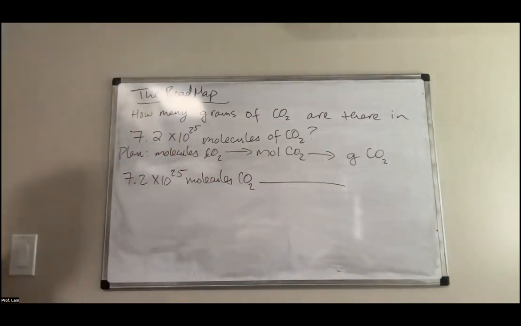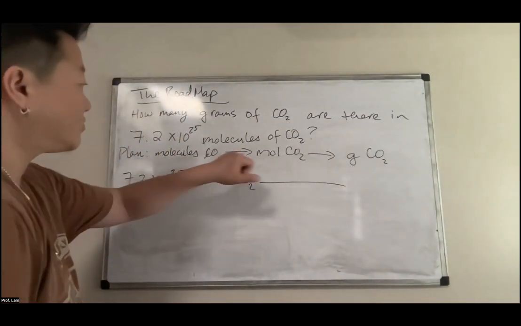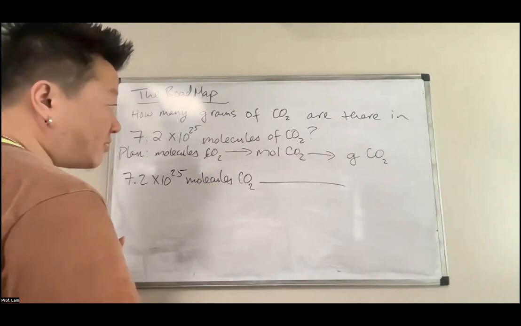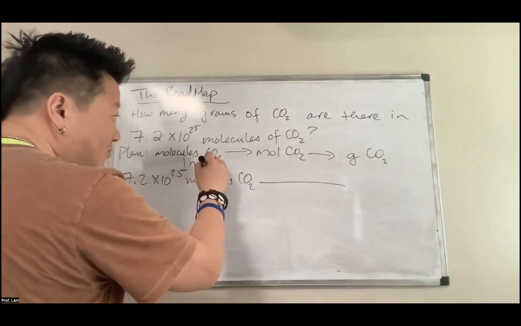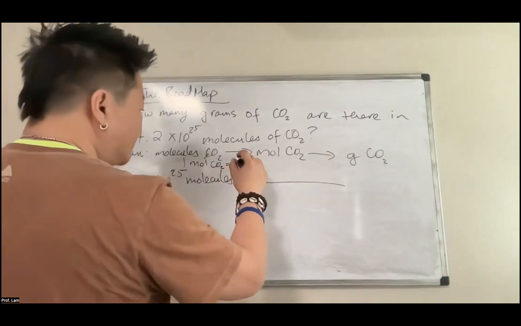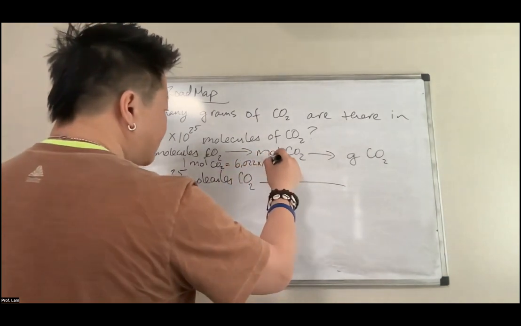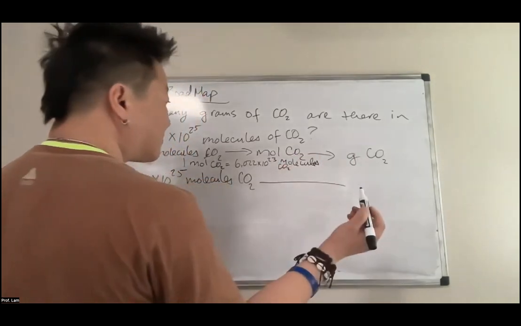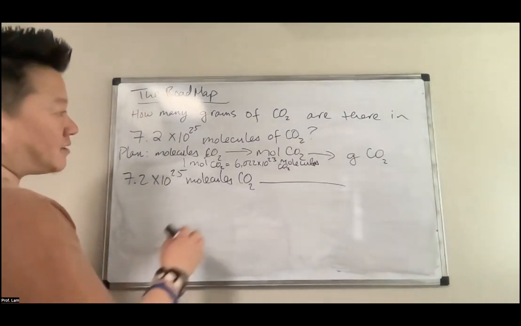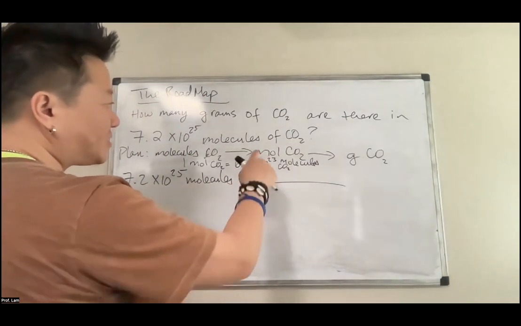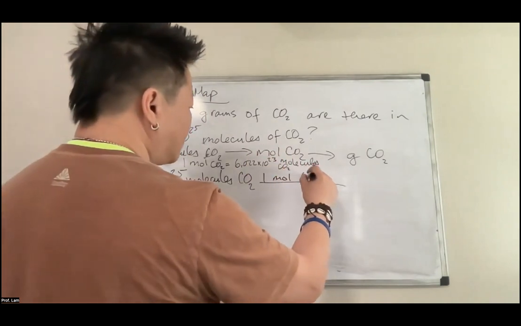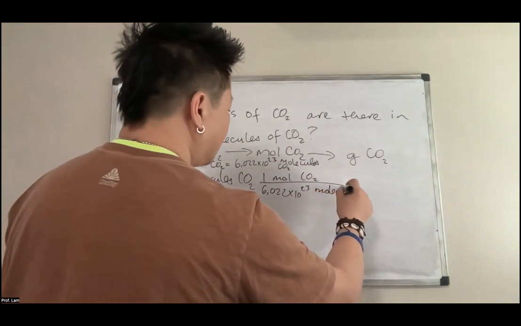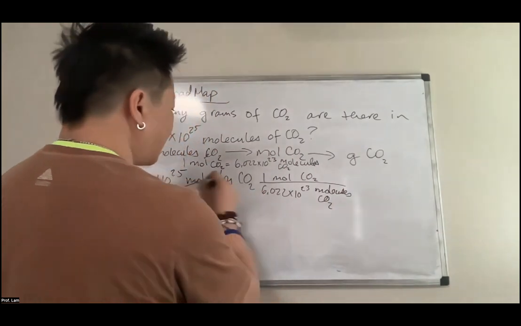Okay. Now let's think about the equivalency, right? Molecules to mole. Remember that? That's Avogadro's number, right? But write a true statement. 1 mole of CO2 is equal to 6.022 times 10 to the 23rd molecules of CO2. Okay. All right. So which one on top, which one on bottom then? Since we want mole out, 1 mole of CO2 on top, 6.022 times 10 to the 23rd molecules of CO2 on bottom. Okay, so that cancels.